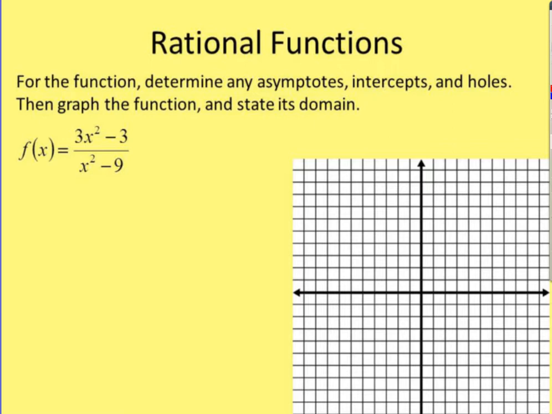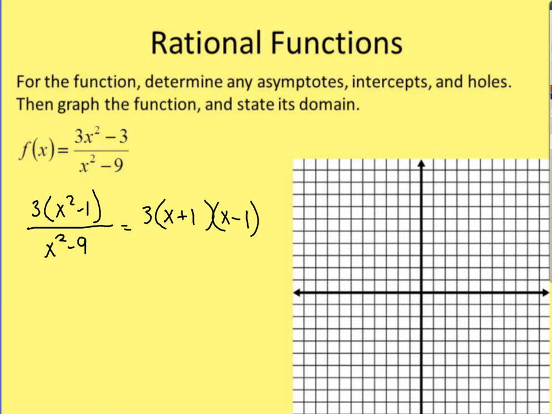If we take a look at this function, before we can start, we do need to factor it down. So if we factor out a 3, we're left with x squared minus 1 over x squared minus 9. If you notice on the numerator, x squared is a perfect square and 1 is a perfect square. Since this is subtraction, we can factor this. This is a difference of squares. It's always going to be one plus, one minus. The square root of 1 is 1 and 1.